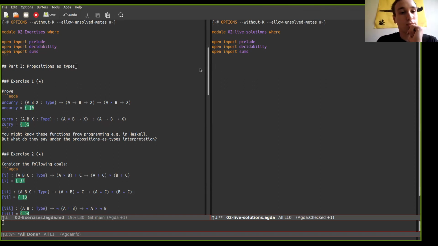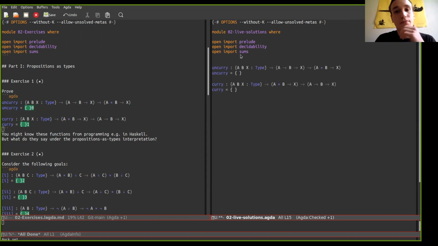So this time we're going to use a bit more stuff than the prelude. The decidability stuff is for the last exercise, so I don't think we'll use that, but we're definitely going to use sums, dependent sum types. Okay, so let's start with exercise 1, and it asks us to fill 2 goals, called curry and uncurry.